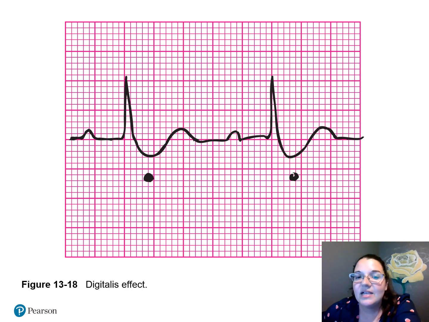Notice, look at my segment. Did I go back to my baseline? No, I'm doing what? I am sagging. This can be caused by digitalis.